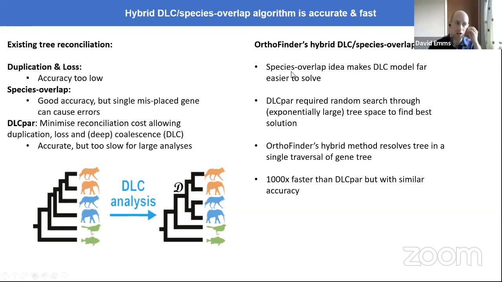So we developed a new hybrid algorithm, which basically took the best ideas from this species overlap and DLCPar method, and basically used the species overlap to make a crucial simplification in the DLC model, which made it easier to solve. So instead of this large random search through exponentially large tree space, we could just make a single traversal of the gene tree and perform the tree reconciliation like that, which basically gave us a method which was as accurate as DLCPar, but about 1,000 times faster.